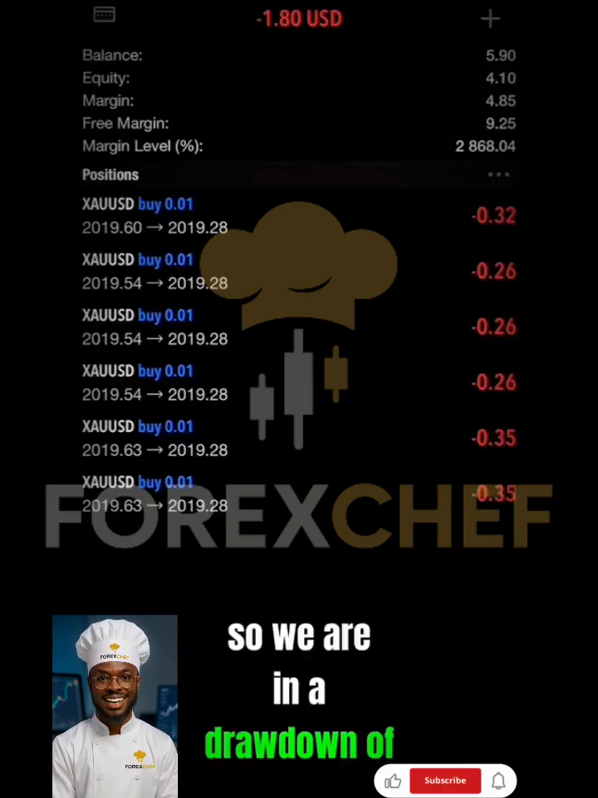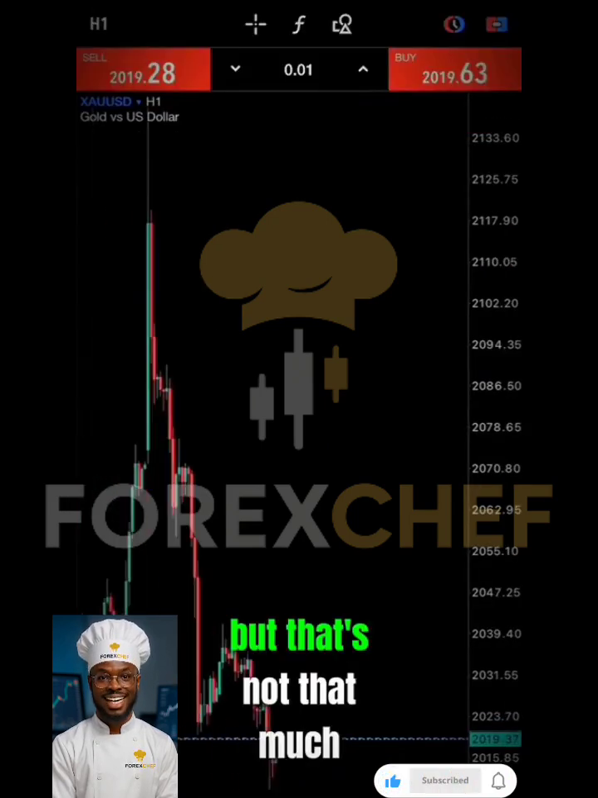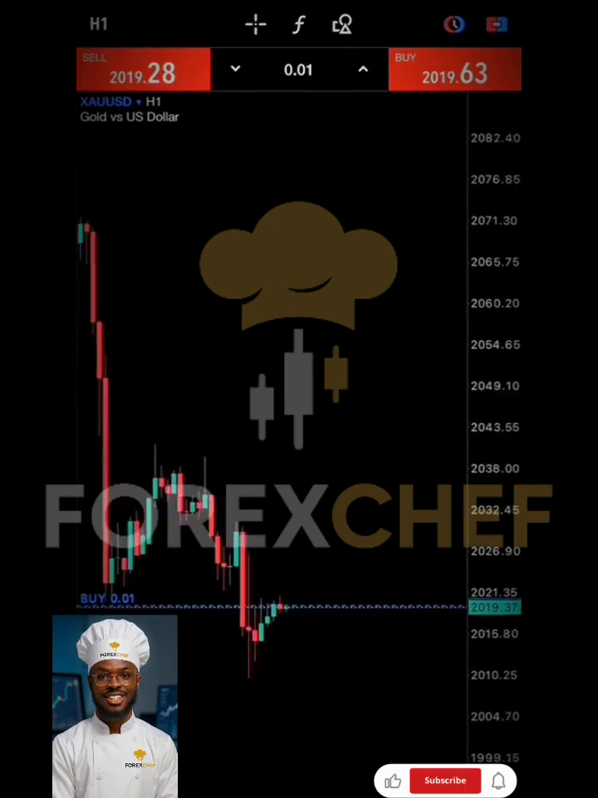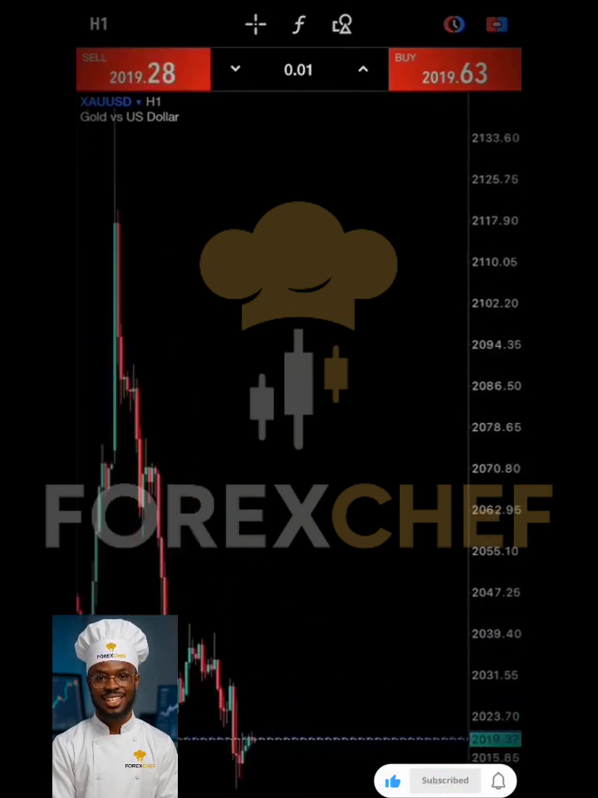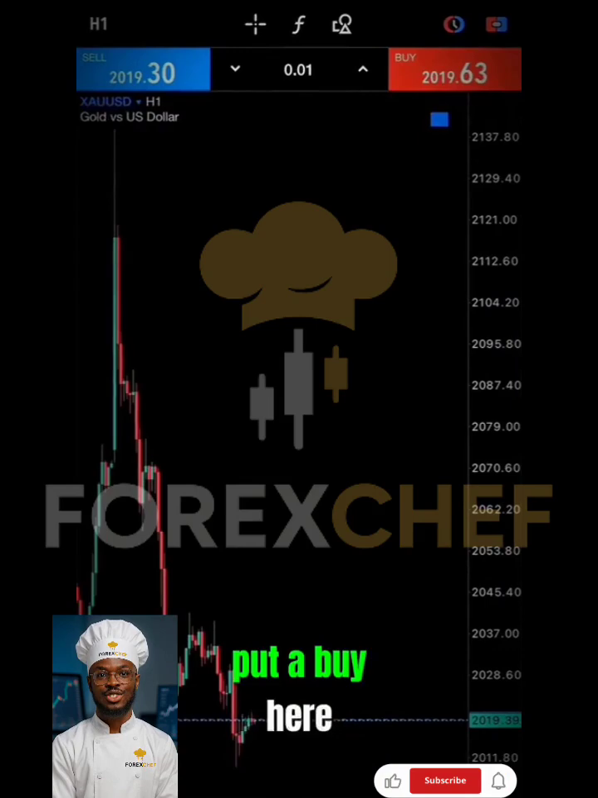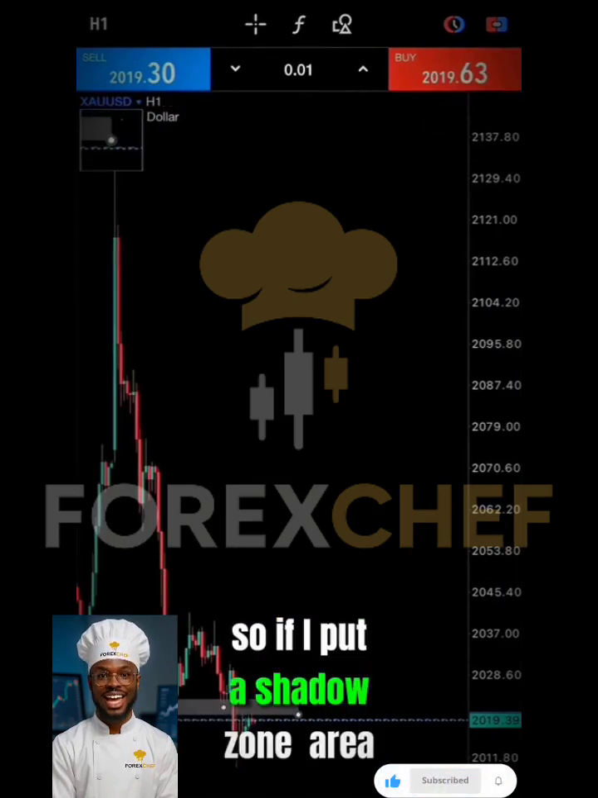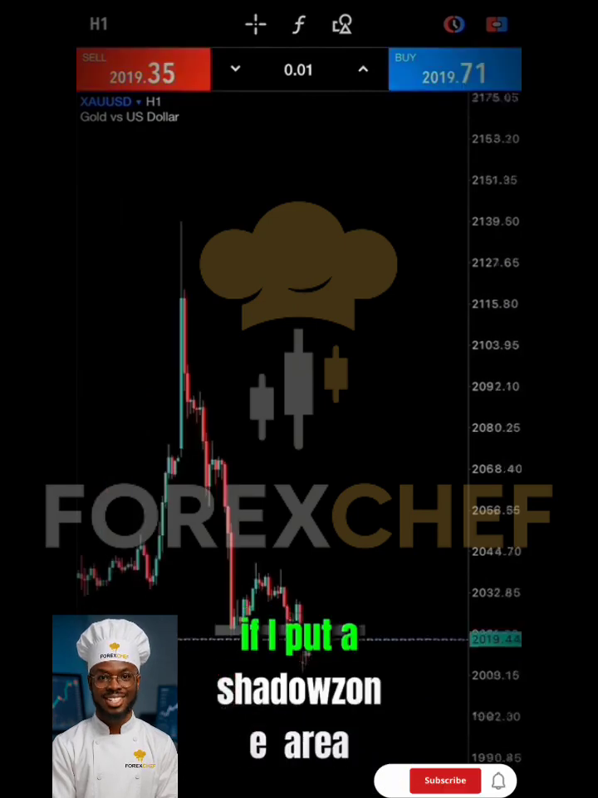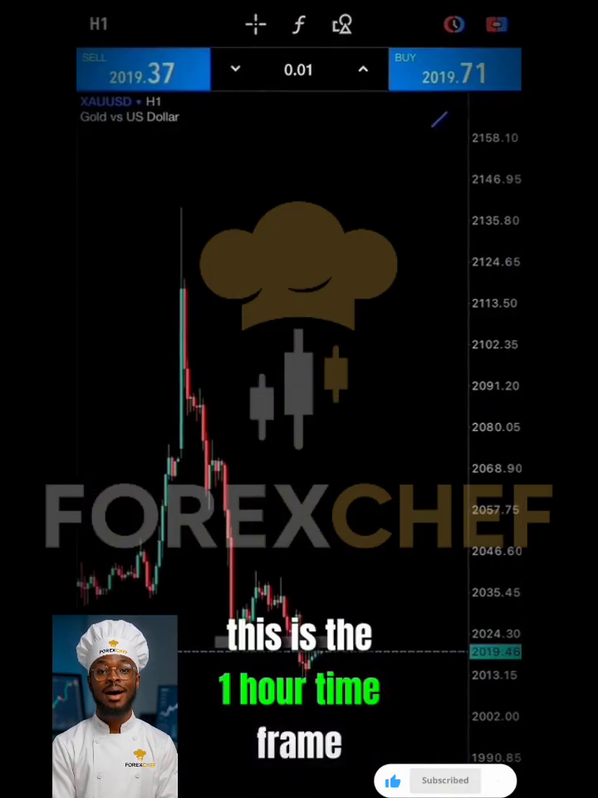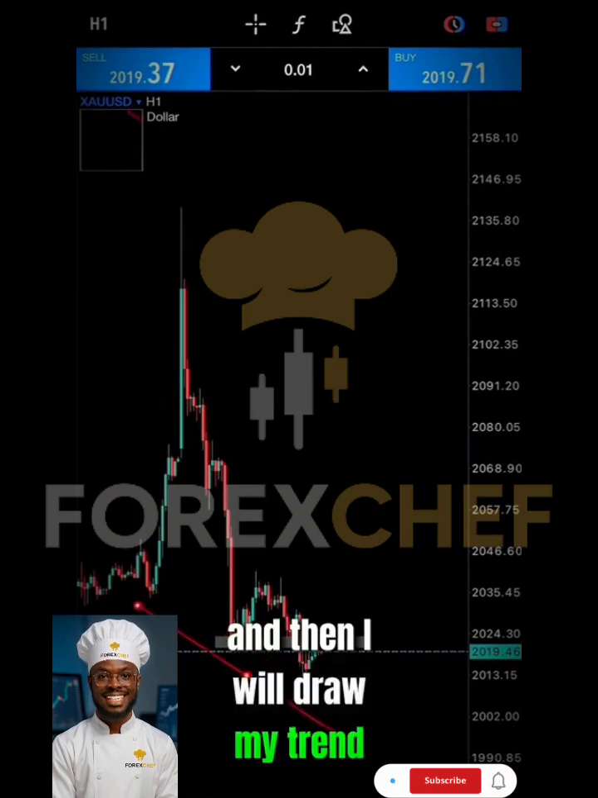So we are in a drawdown of $80, but that's not that much. All you have to do is make a sharp entry. I will show you why I decided to put a buy here. If I put a shadow zone area there, this is the 1 hour time frame, and then I'll draw my trend line.